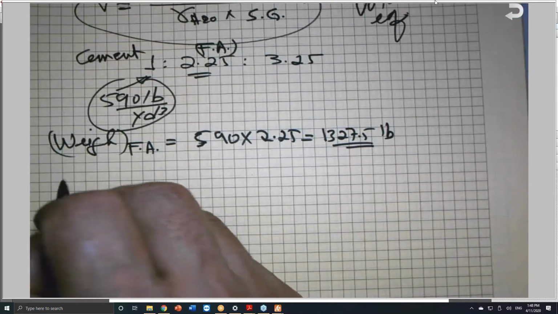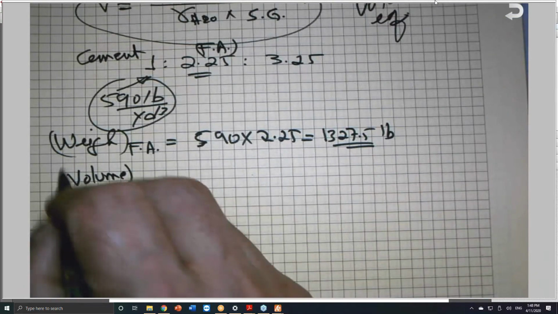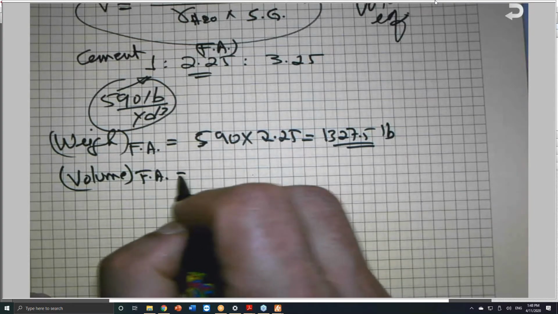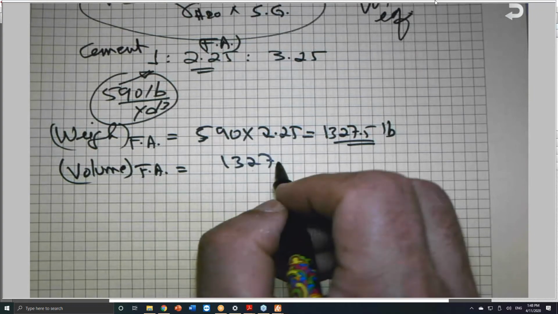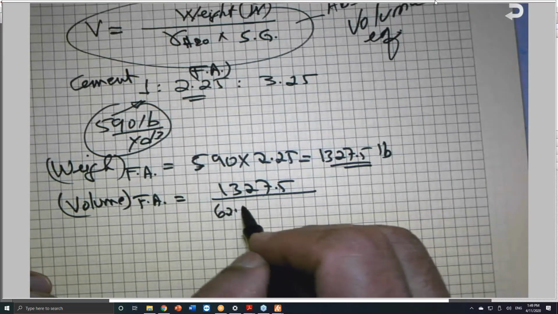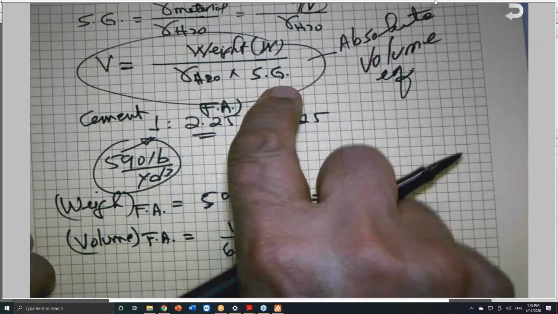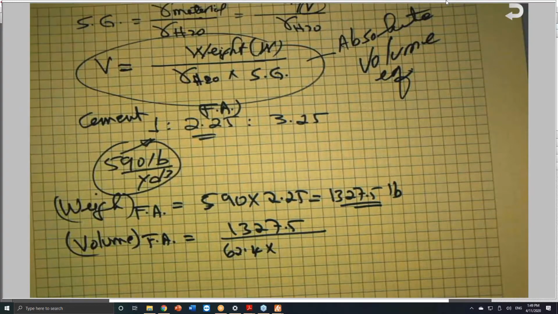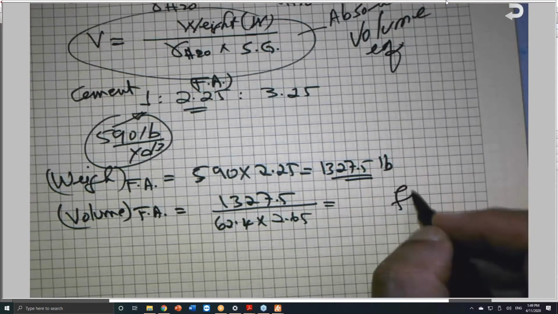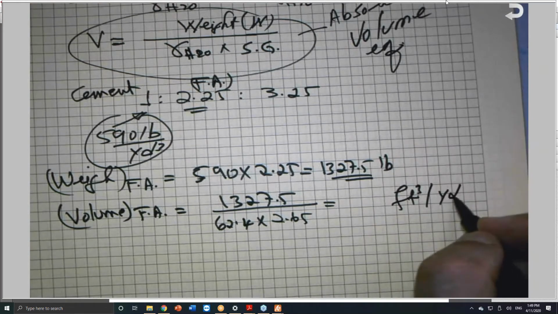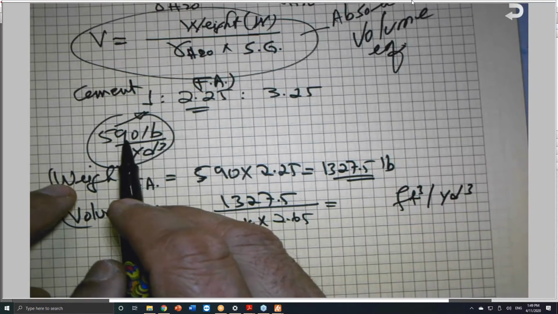Can I get the volume of the fine aggregate? Yes, I will take the weight, 1327.5, using this equation. Here it is. Divided by what? Gamma water. What's gamma water? Do you remember this morning? 62.4 times the specific gravity, which is given in the problem statement as 2.65. This will give me cubic feet per 1 cubic yard, because here it is 590 per cubic yard.